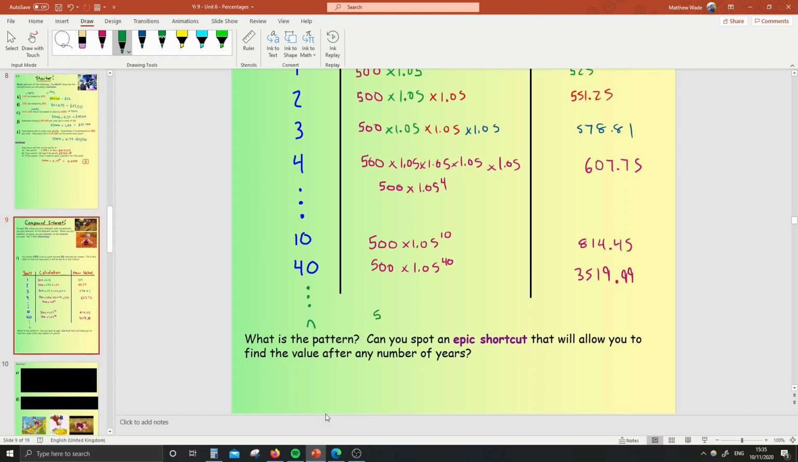Well, 500 times by 1.05 to the power of n. Boom. That's compound interest, buddies. All it is at the end of the day is you figure out what the multiplier is, and the power matches up to however many years it was saved for, or, in the opposite, however many years you had to pay interest for. Cool?